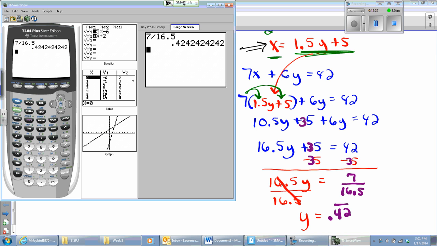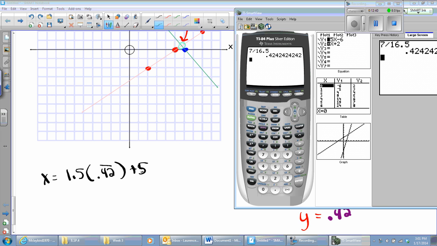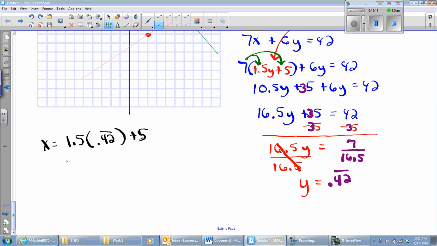So let me see here. Let me move my calculator over here. I'm going to go 1.5. And to show 0.42 repeating, I could do the fraction 7 divided by 16 fifths, or I could go like this, 42, 42, 42, and do it a bunch of times. And that'll be a pretty close estimation of what it's supposed to be. All right, and then add 5, and there we go. I'm going to get 5 and 63 hundredths repeating. So x is going to end up being 5 and 63 hundredths repeating.